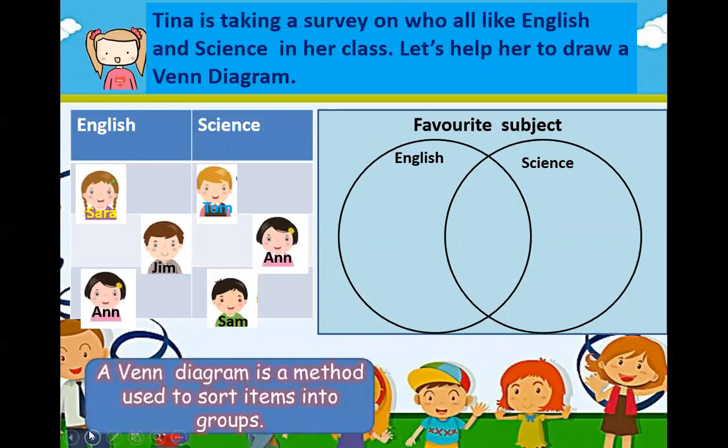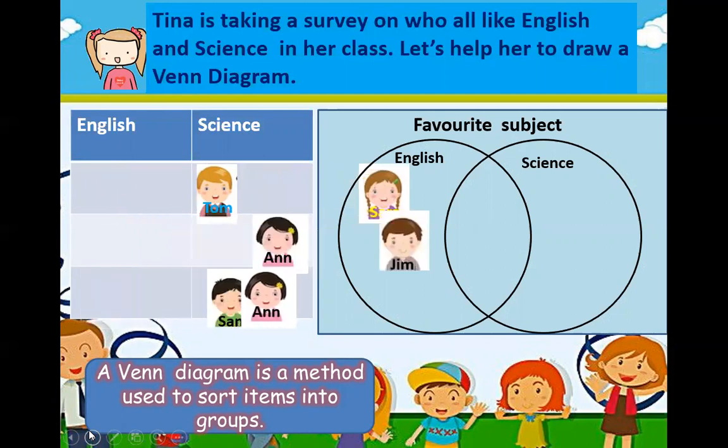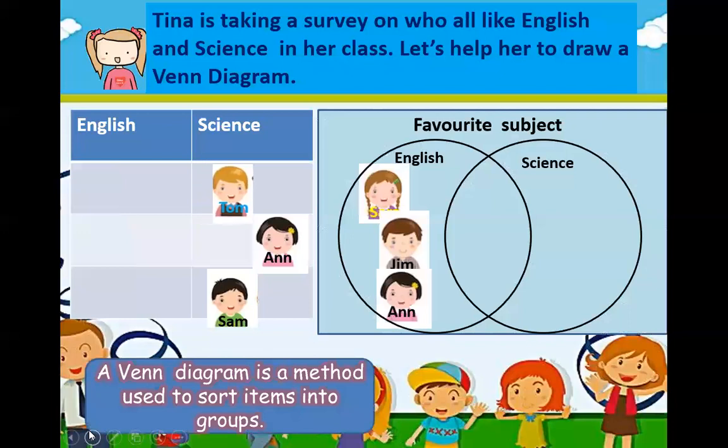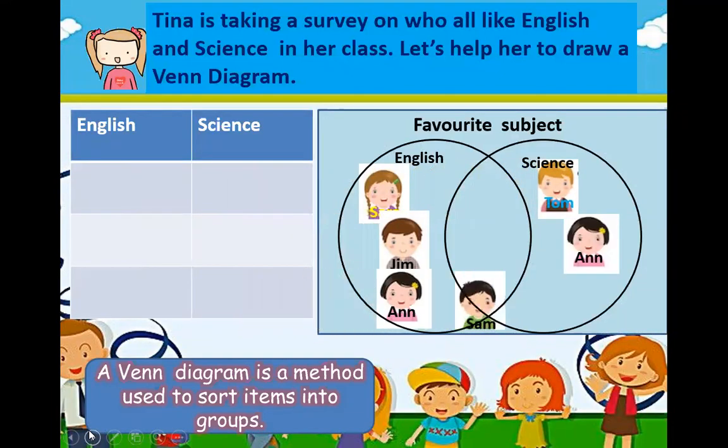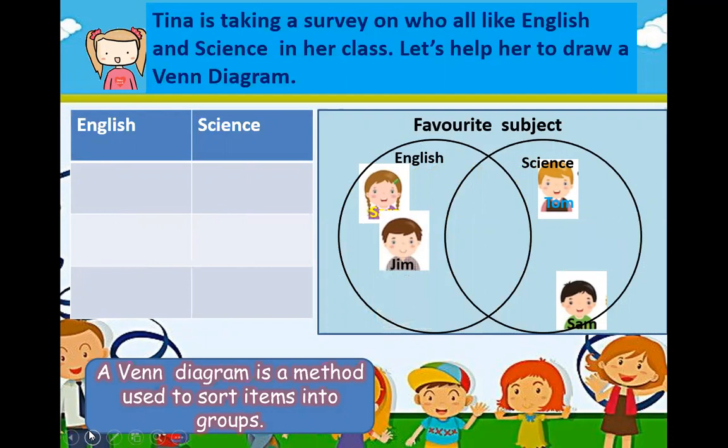A Venn diagram is a method used to sort items into groups. Here the children who like English are Sarah, Jim, and Anne. The children who like science are Tom, Anne, and Sam. Now, in the overlapping area, we have to write the name of the child who likes both English and science. From here, Anne likes both English and science. So this is the Venn diagram with 2 sorting rules.